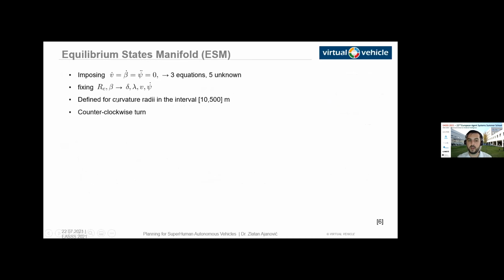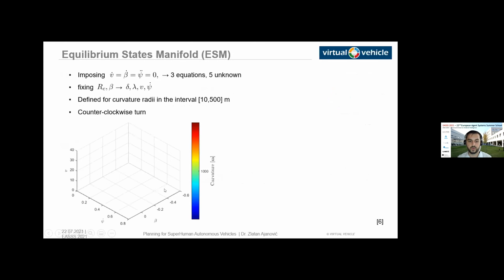We define this for radii of curvature between 10 and 50. We just sample them and do it for a counterclockwise turn. So for example, here you can see a 3D space where we have beta, psi dot, and velocity. These are the steady states. And we show, for example, for a radius starting around 10 meters, we have some dots here, and these dots represent different beta and psi dots. Psi dot is kind of constant because it's 10 meters, and it also depends on velocity.